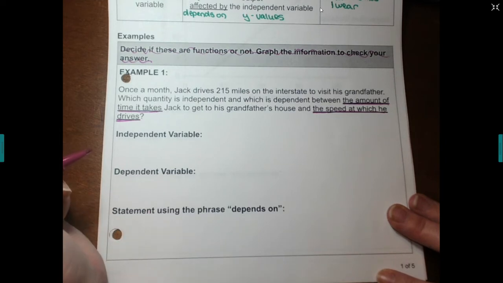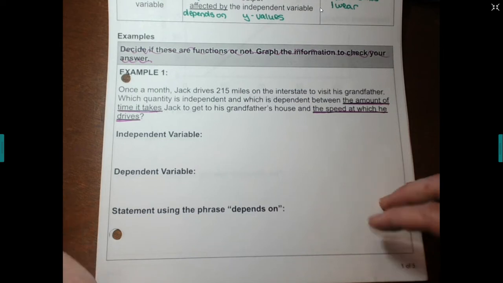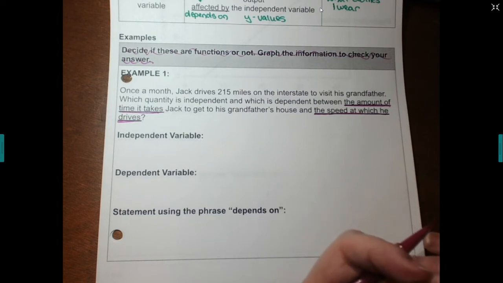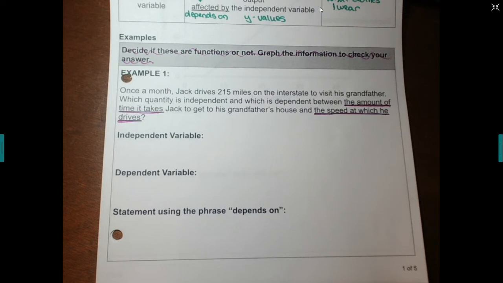So I'm going to think about it this way. Which one depends on the other one? If I'm calling up my grandfather, is he going to say, what time are you going to get here? Or is he going to say, how fast are you going to go? He wants to know the time. He wants to know the result. But to figure out that time, how long is it going to take me, I have to first think about the speed. I have to think, how fast am I going to drive?